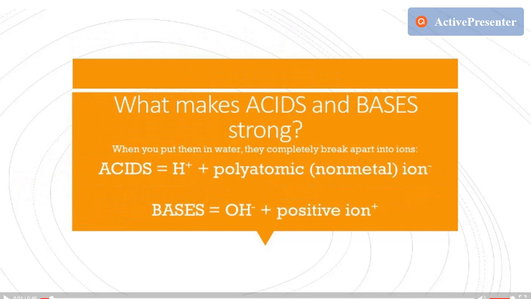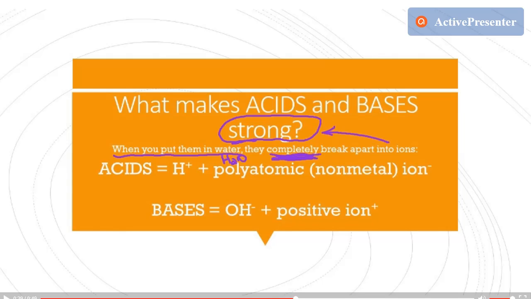Now, what makes acids and bases strong? Why are these particular acids and these particular bases called strong acids and bases as opposed to the other ones being weak? Well, when you put them in water, in H2O, they completely break apart into their ions. And that's what makes them strong.